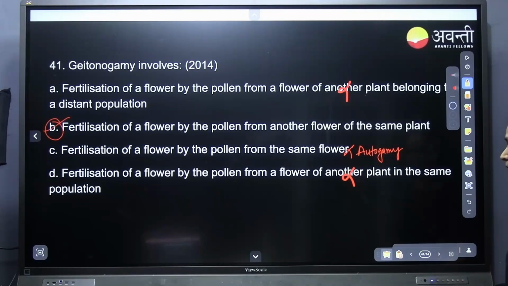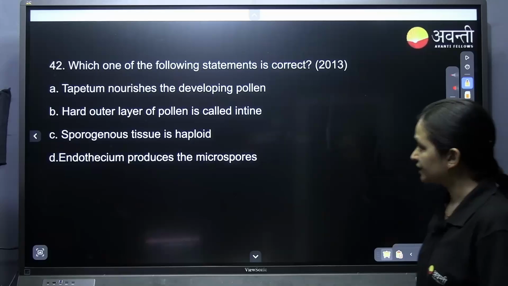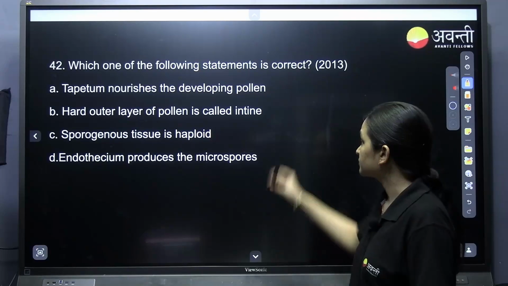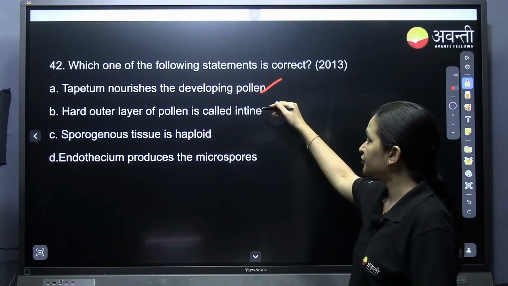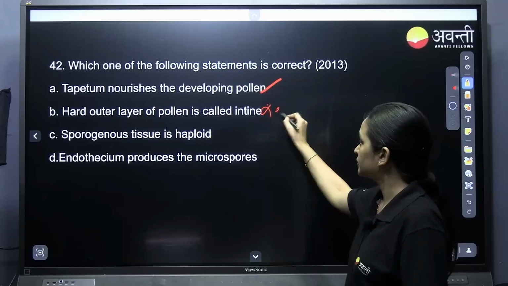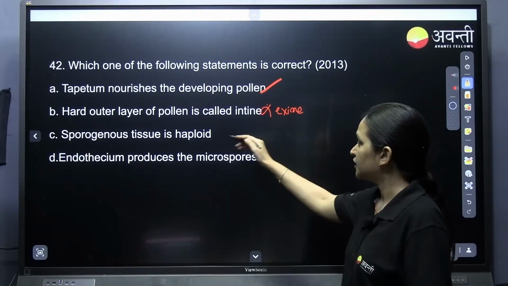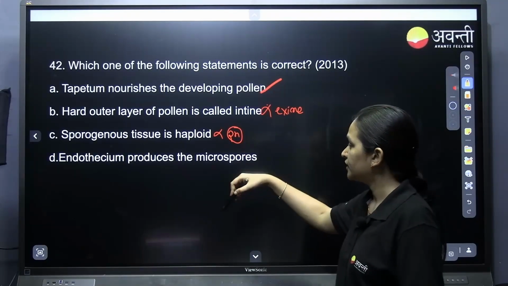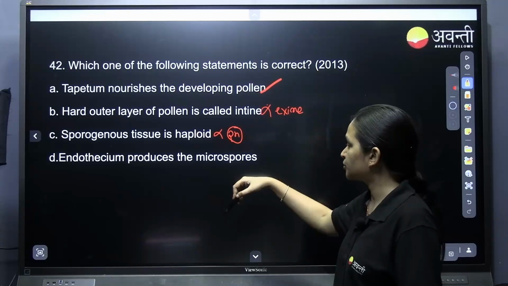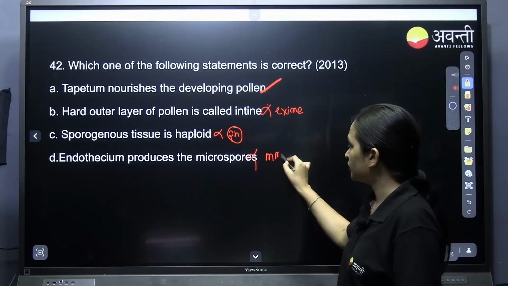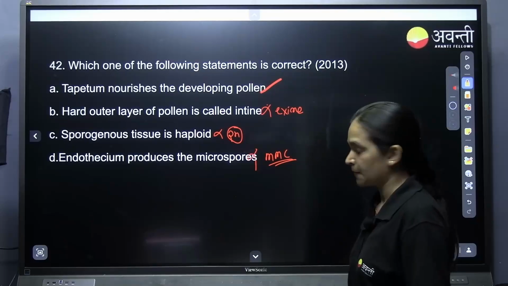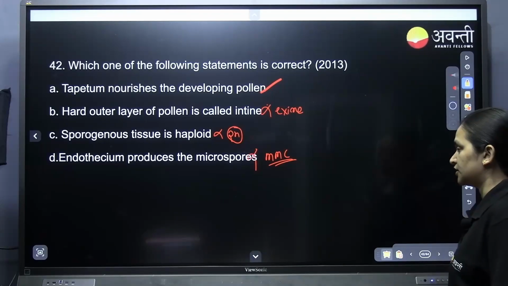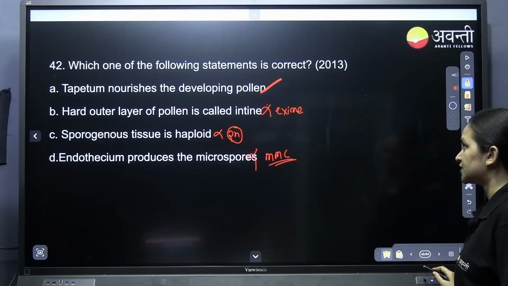Another of the same plant, yes. So, which one of the following statements is correct? Tapetum nourishes the developing pollen. Hard layer of the pollen is called intine. It is called exine. Sporogenous tissue is haploid. It is diploid. Endothecium produces the microspore. No. Microspore mother cell produces the microspore. We got the answers then in the first statement as well. That is A is the correct answer.